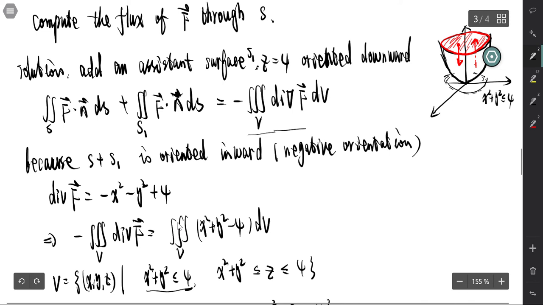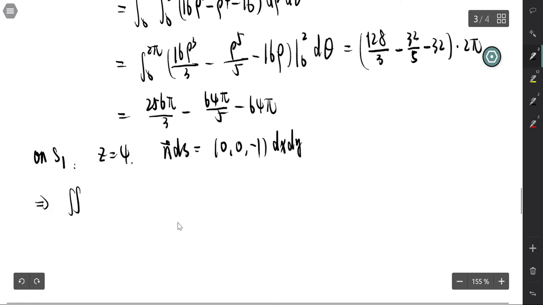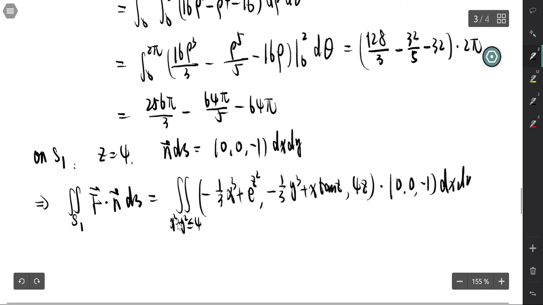So we need to compute on S1. On S1, z equals 4. N dS is 0, 0, negative 1, dx dy. So on S1, F dot N dS, on D, where x squared plus y squared is less or equal to 4, is the vector negative 1/3 x cubed plus e to the z squared, negative 1/3 y cubed plus x times z, and 4z, dotted with 0, 0, negative 1, dx dy.